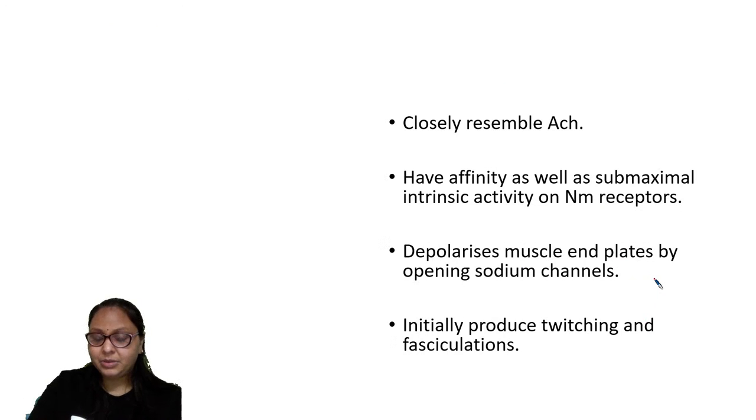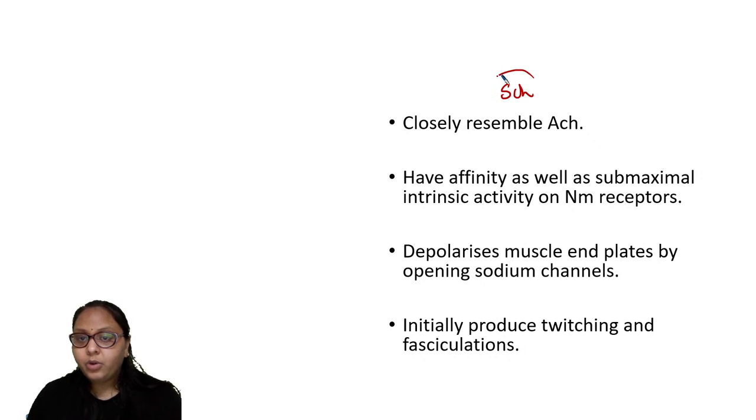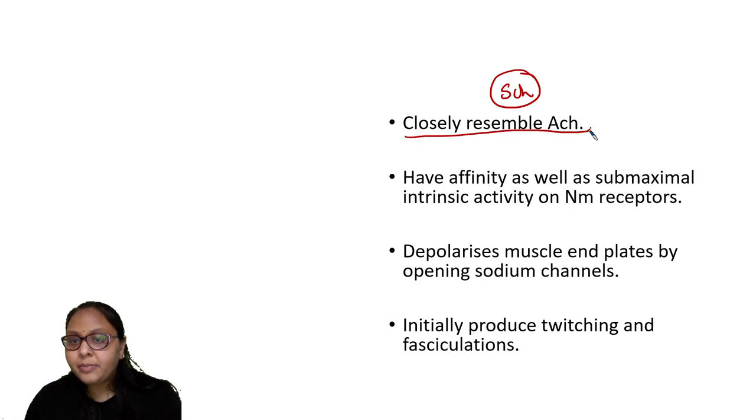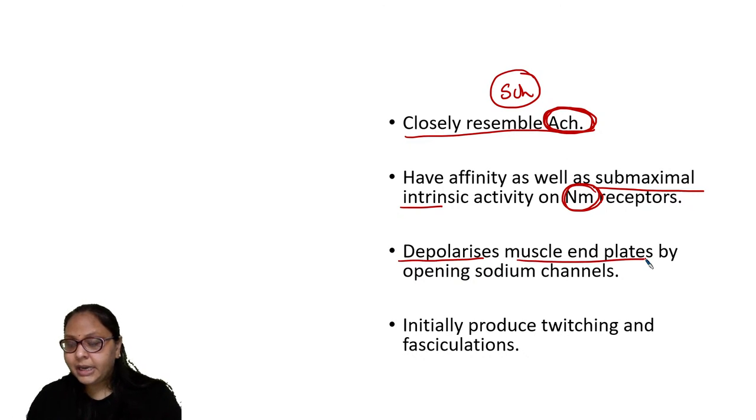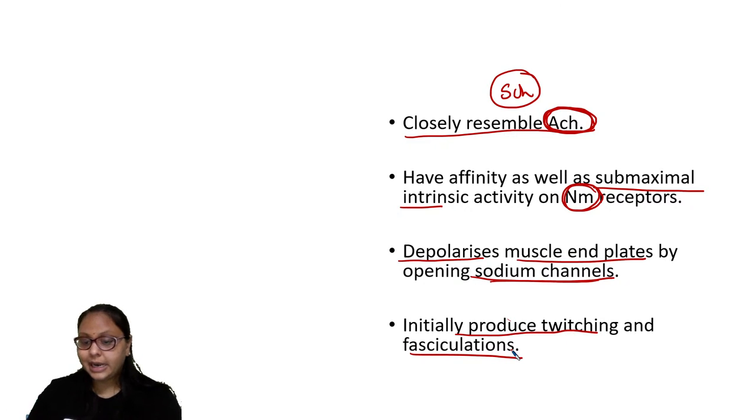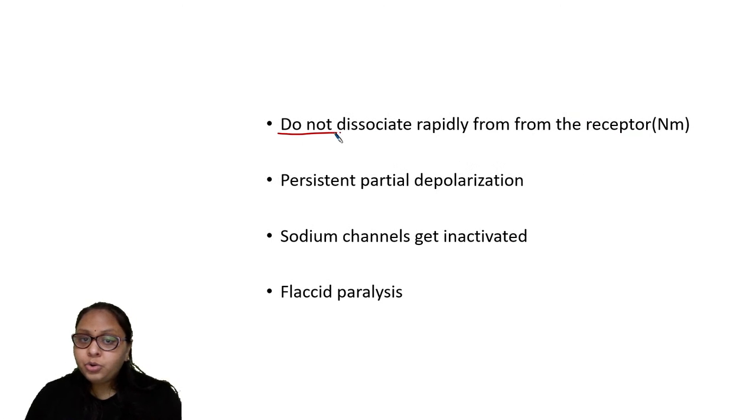Is it clear? So what I am telling is, succinylcholine closely resembles the acetylcholine neurotransmitter. It has affinity as well as submaximal intrinsic activity on the NM receptor, the nicotinic muscle receptors. Because the structure is the same, it depolarizes the muscle end plate, and therefore there is opening of the sodium channels, and because of this there is initial twitching and fasciculations, right?